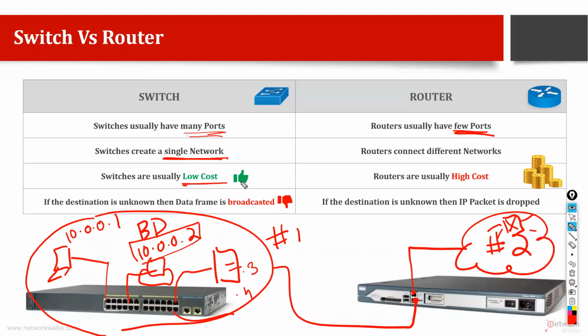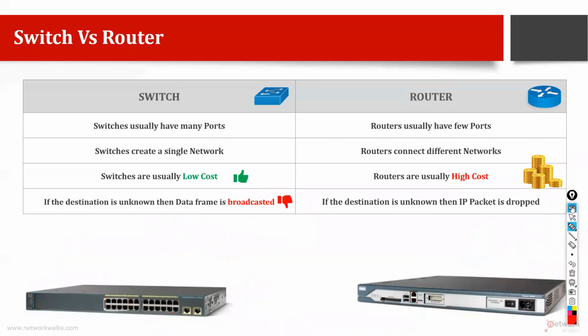Switches are low cost because they just create a network. They don't have to do fancy jobs, while routers are expensive devices because they have to do so many fancy jobs. If the destination is unknown, what does a switch do? It does a broadcast, which we don't like. While the router drops the packet or forwards the unicast. So these are some of the differences between switches and routers.